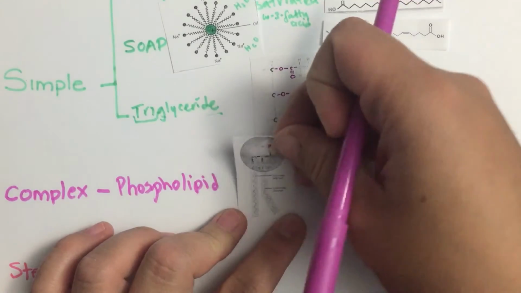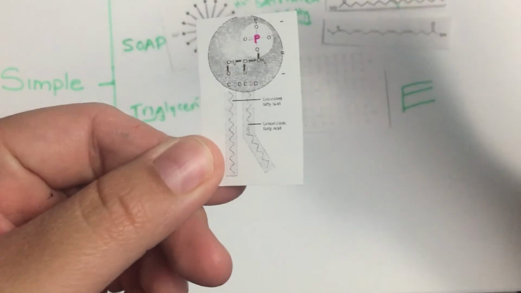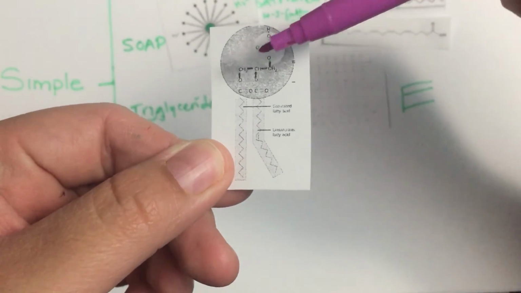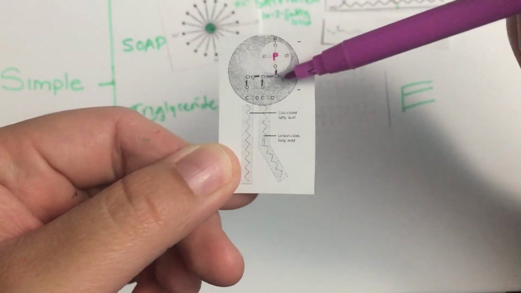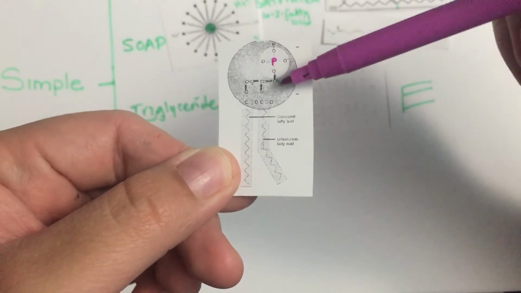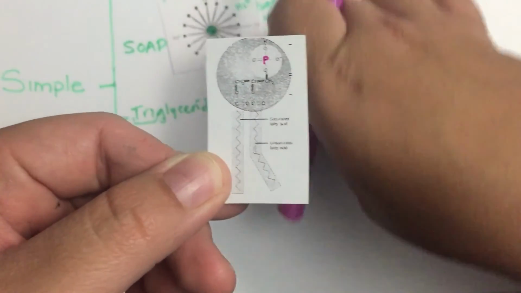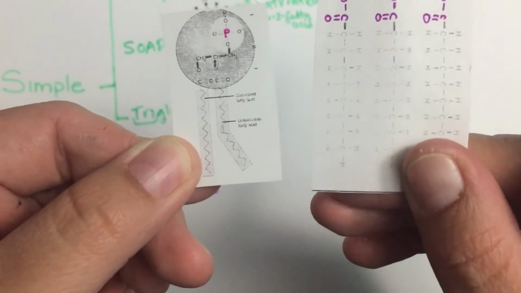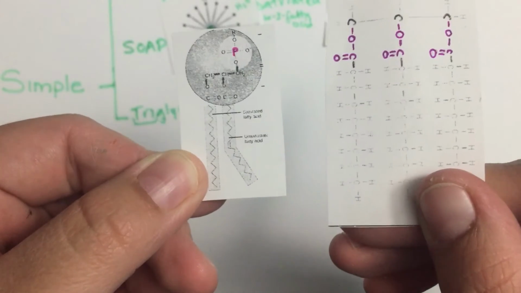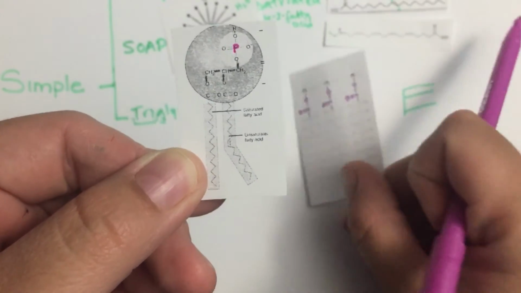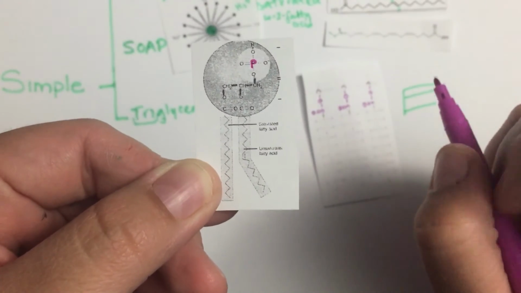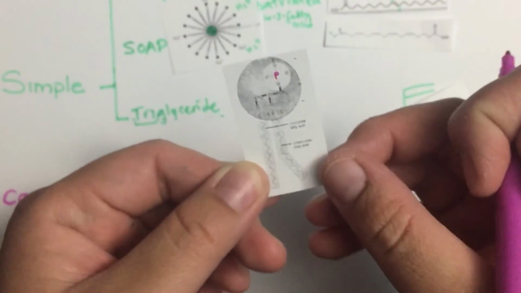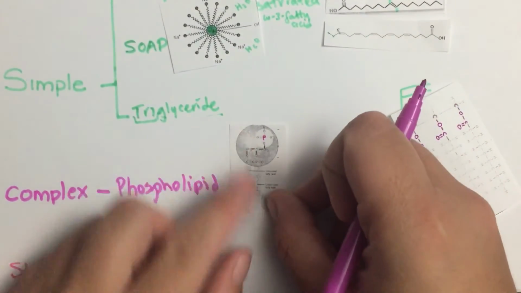So you can see here, hopefully you can, we have a phosphate group, and then you have the two tails, and this is the glycerol molecule. So it's almost identical to the triglyceride if you look at it. Similar, but we replace one of the tails by a phosphate group, and this PO4 is the phosphate group. So this is our phospholipid.